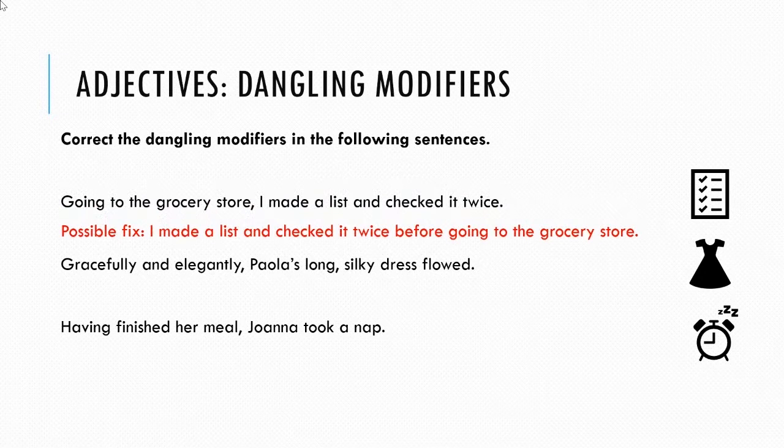Going to the grocery store, I made a list and checked it twice. Because of the way this sentence is worded, it is unclear whether the list was made before going to the grocery store, at the grocery store, or even after going to the grocery store. Therefore, one possible clarification for this sentence could be, I made a list and checked it twice before going to the grocery store.